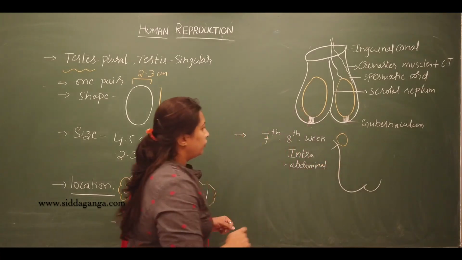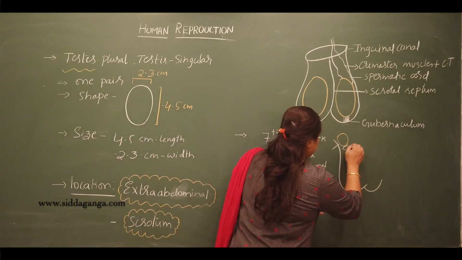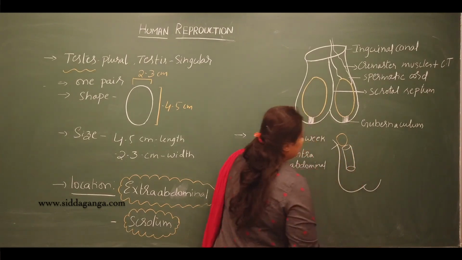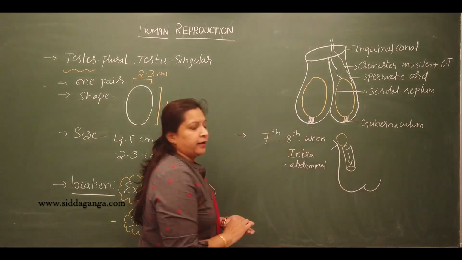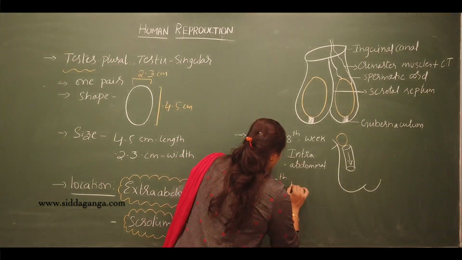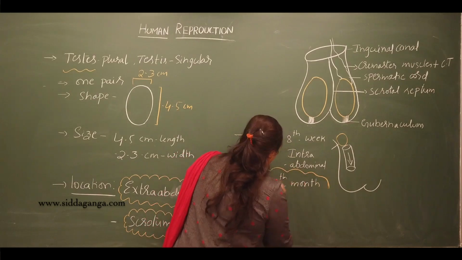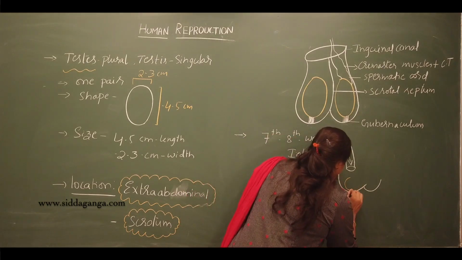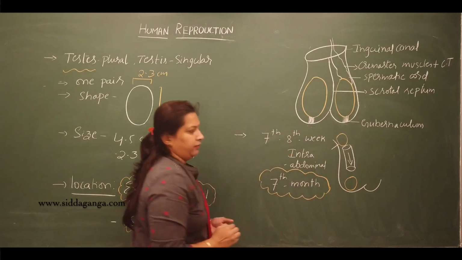Later on, they gradually start descending to the scrotum through the inguinal canal. During the 7th month of fetal life, both the testes will descend into the scrotum. That means they will come to the scrotum during the 7th month of fetal life.